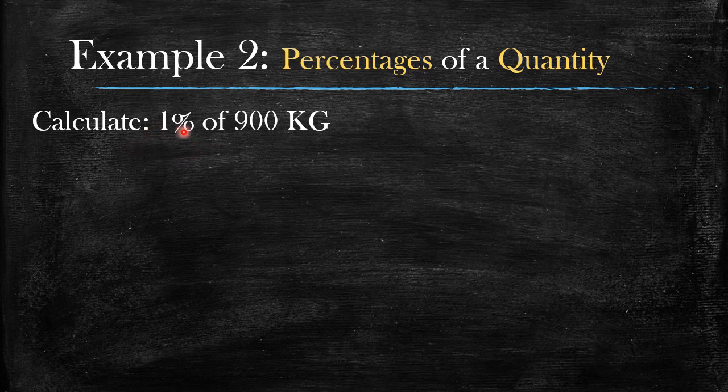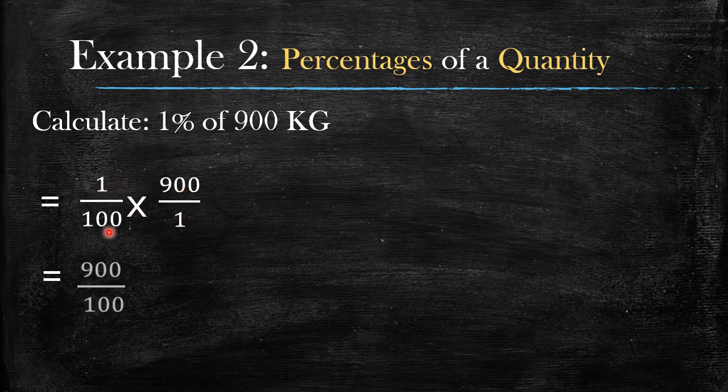Calculate 1% of 900 kg. The fact that there is a percentage here, we say 1 over 100. Okay? So multiplied by what? We make the second part as well a fraction. So we say 900 over 1. So we say 1 times 900 gives us 900. 1 times 100 gives us 100. So 100 times 1 is 100. Good. So 900 divided by 100 gives you what? 9. So it gives you 9 kg. So 1% of 900 kg is 9 kg.